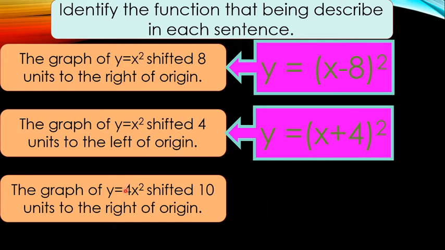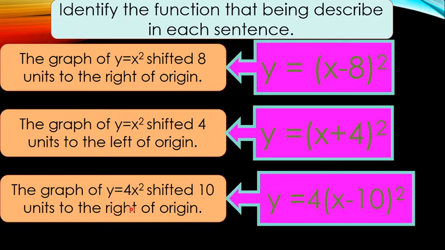How about this one? We have here 4. Now, you're going to put 10 inside the parentheses with x. Since it is right, you're going to use subtraction. So, the value of a here is 4. Copy the 10 units. And right means it is minus. So, we have 4 times the quantity of (x − 10) squared.